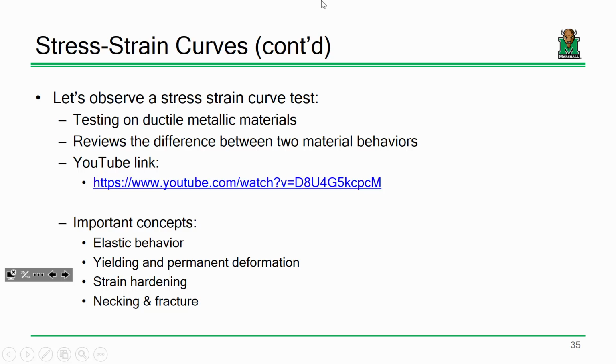So what I want to do is look at a stress strain curve test. I have a link to it here, but I also have a hard copy of the video that I'm going to show you all. You can find it on YouTube. But what I'm going to do is shut up, at least as best I can, and let this person explain these two stress strain tests. Once we've watched the video, we'll go through and tackle each one of those topics one at a time. So let me go ahead and pull this up.